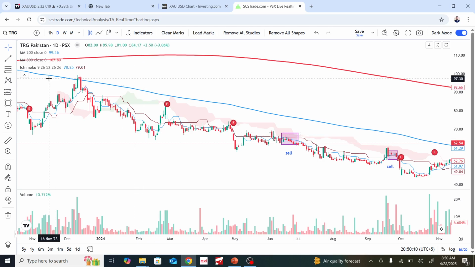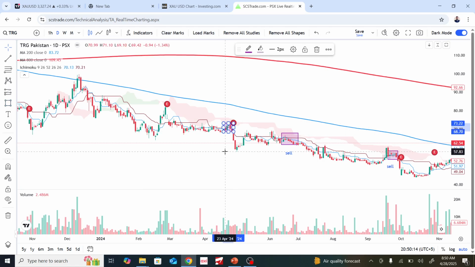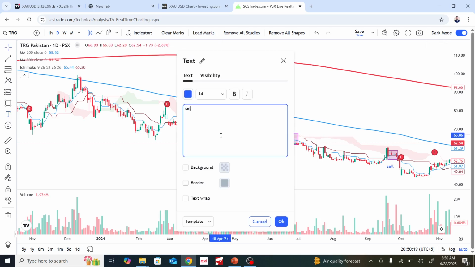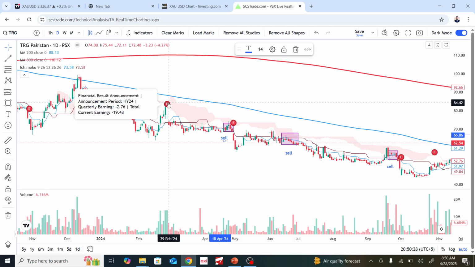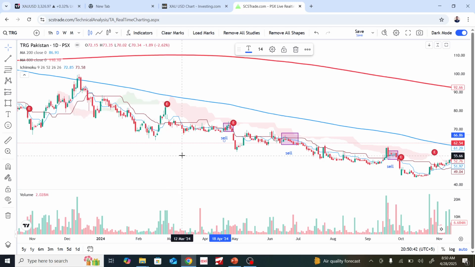Okay, this is another sell scenario here. Ignore this E. E is not an indicator. It is a stock market chart, and E means some announcement, a financial result announcement. And look at that, when I clicked it, it shows that it is an announcement of quarterly earnings. So it happens in stock market charts.